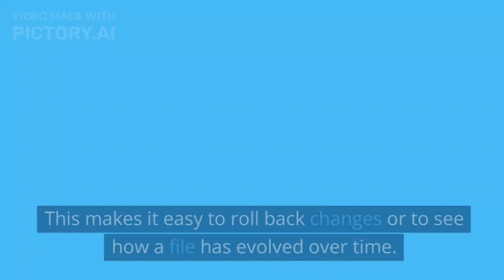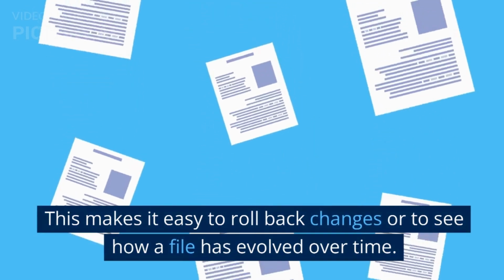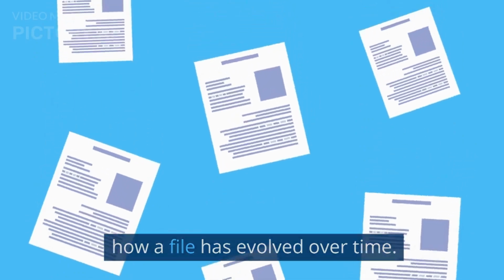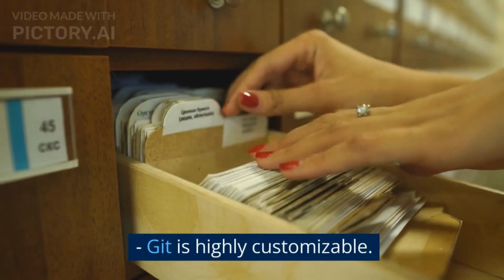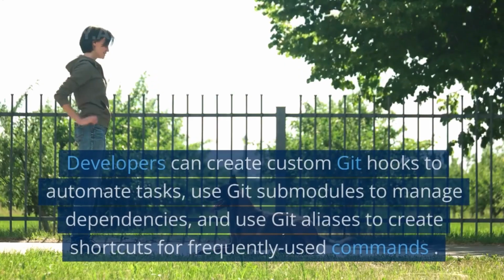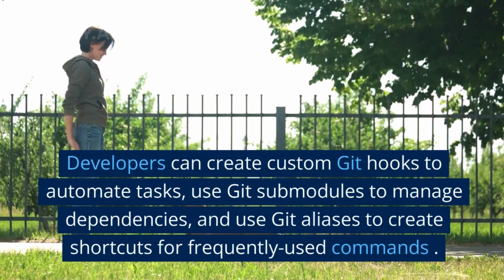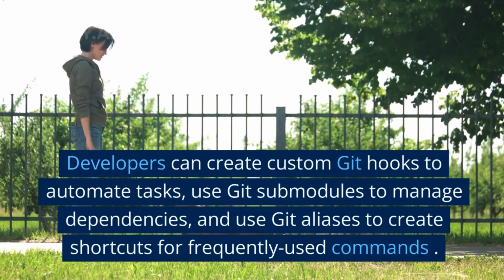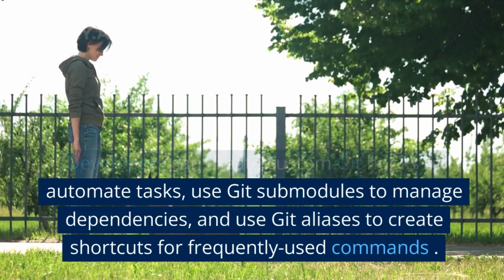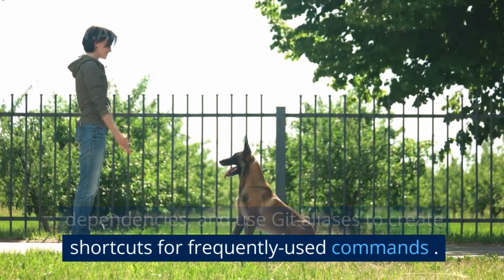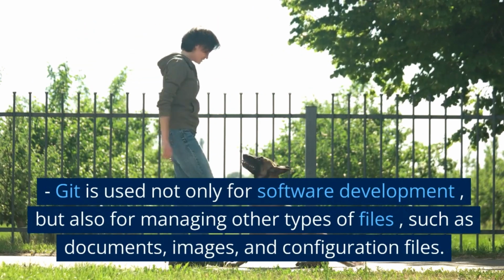Git is used not only for software development, but also for managing other types of files, such as documents, images, and configuration files. Git is supported by many popular development tools, including text editors, integrated development environments (IDEs), and continuous integration/delivery (CI/CD) pipelines. Overall, Git is a powerful tool for managing code and collaborating with other developers.